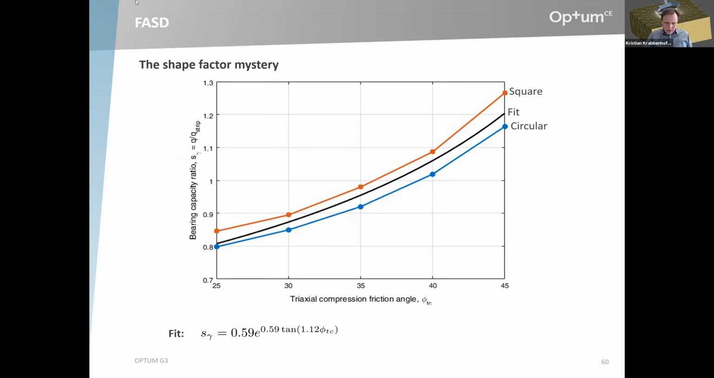Cohesion is not included. Cohesion could be included, but this is a sand model. Cohesion would be quite trivial to include, and maybe we'll do it at some stage.